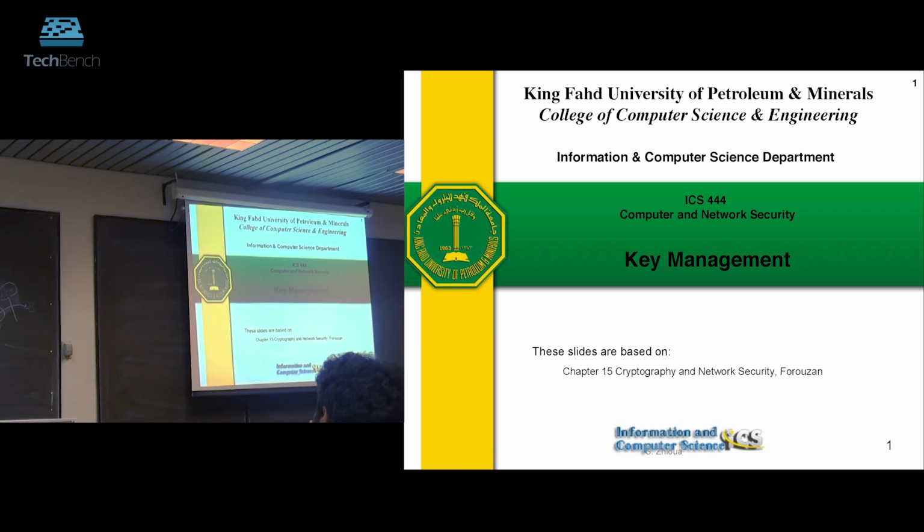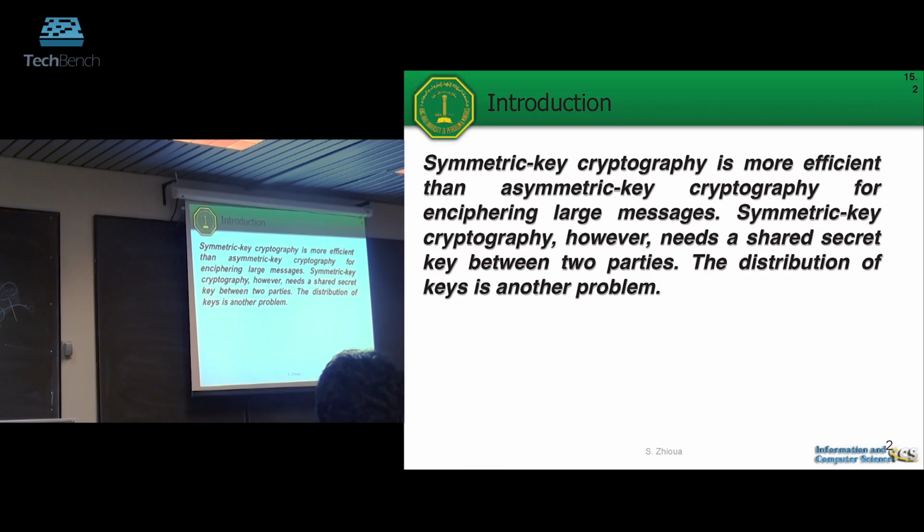So we start with symmetric key cryptography. In symmetric key cryptography, the keys are secret between the sender and the receiver, and they need to be shared somehow. Symmetric key cryptography is more efficient than asymmetric, but we need to share this secret key between the two parties. So the distribution of the key is a problem.